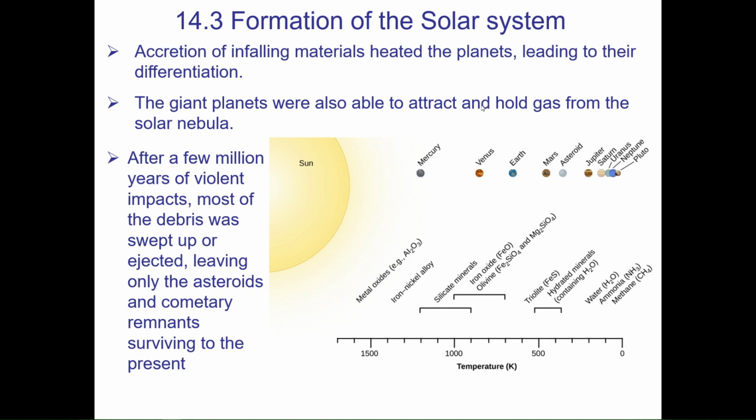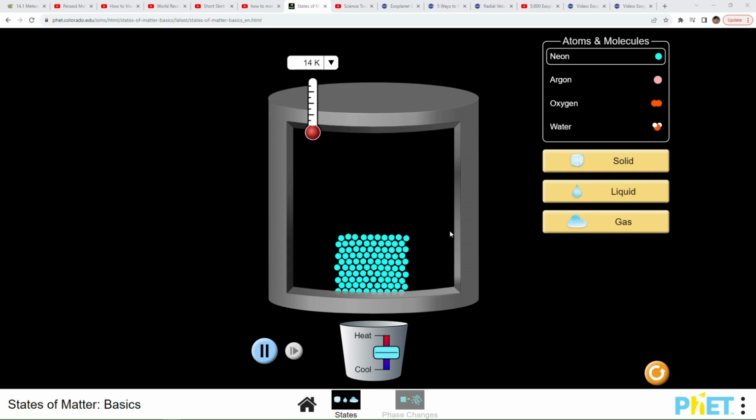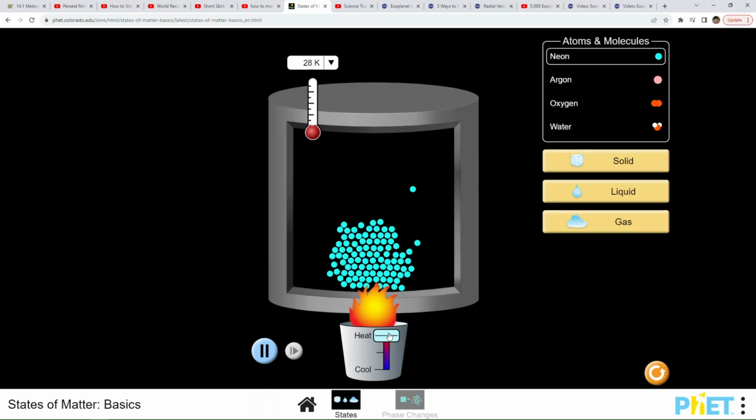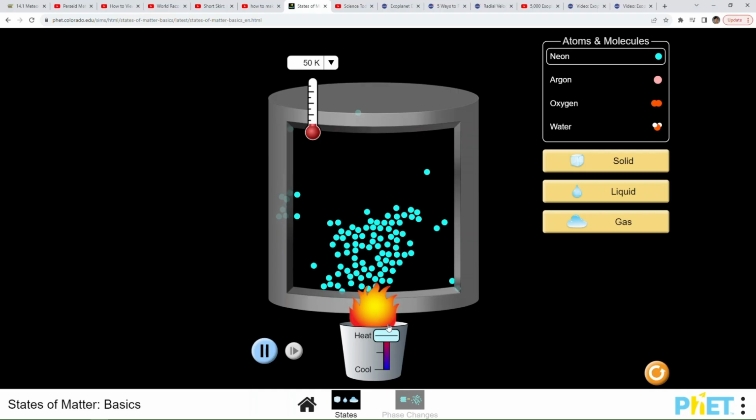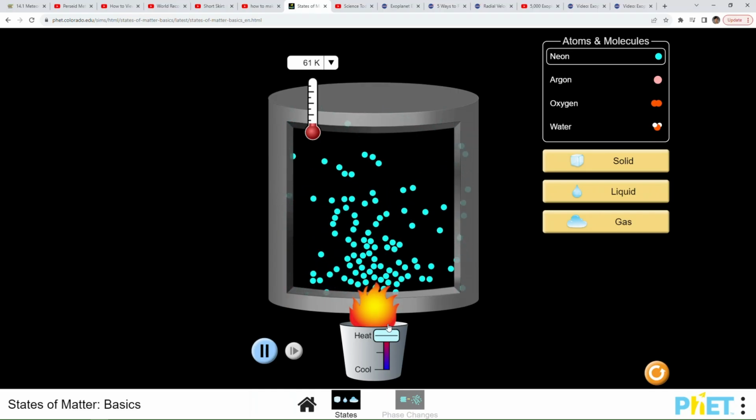It may not be easy to understand why the accretion of infalling material can heat up the planets. I want to use a simulation to explain that. You can see this is the state of matter simulation I showed you before when we talked about density, pressure, and matter at the beginning of the semester. What happens if we increase the temperature? Of course, the molecules will start to move faster and faster, right?